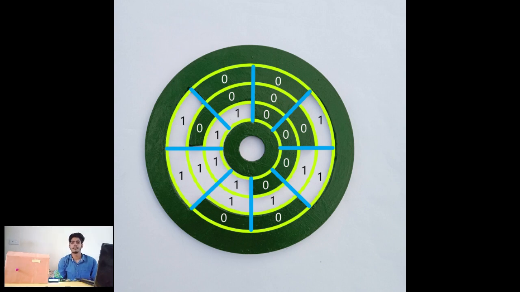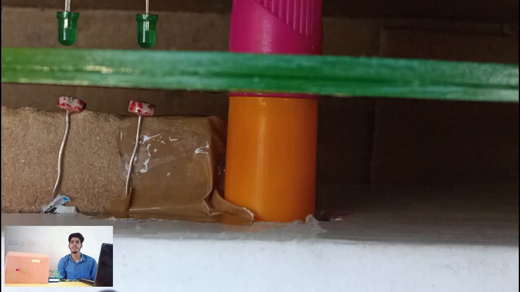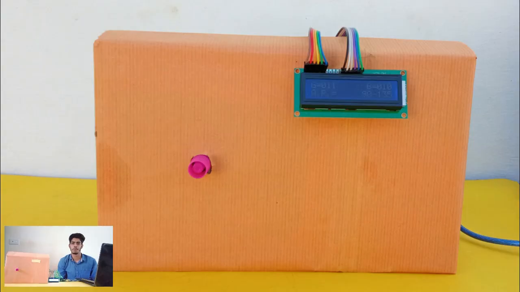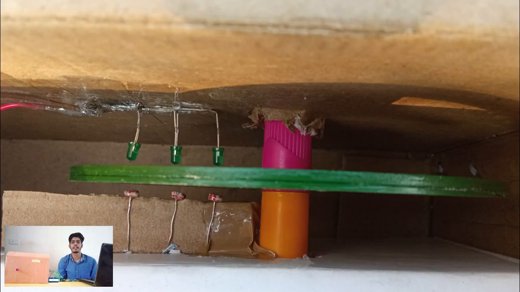Now the disk is attached to a shaft and we fixed the shaft inside a dark box, and 3 LEDs and 3 LDRs are arranged and fixed as in the figure. 3 LEDs are connected in parallel.